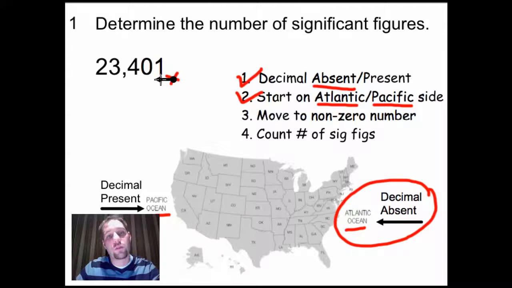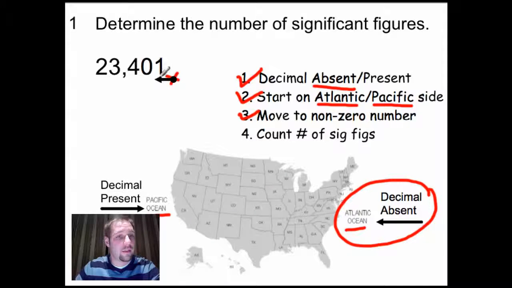I'm going to continue to move across this number until I hit the first non-zero number. Let's look at the first number that I run into. It's 1. 1 is not 0, so I'm going to stop here. I stop once I hit the first non-zero number, which in this example is actually the first number. So let's check that mark off. Good step. Our final step is counting the number of sig figs. So let's take a look at this.